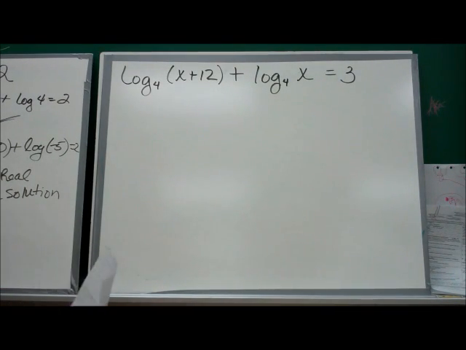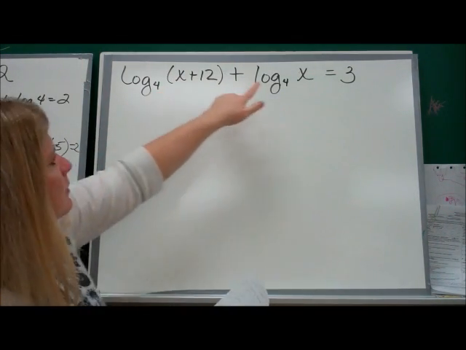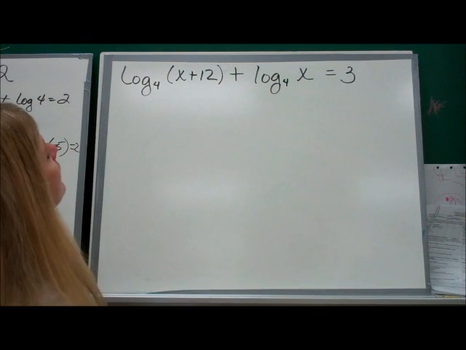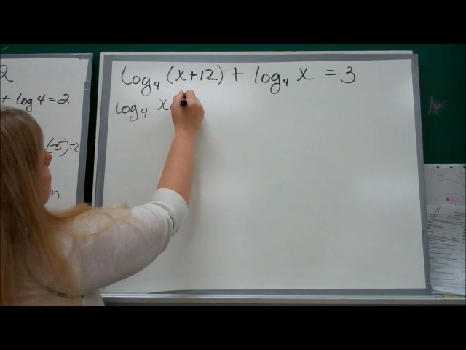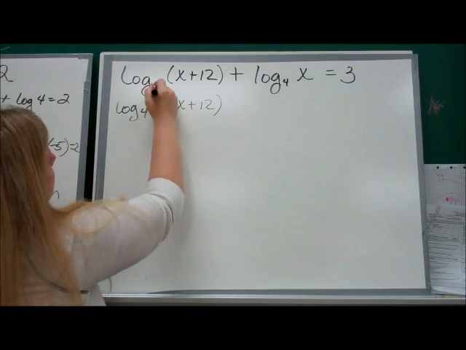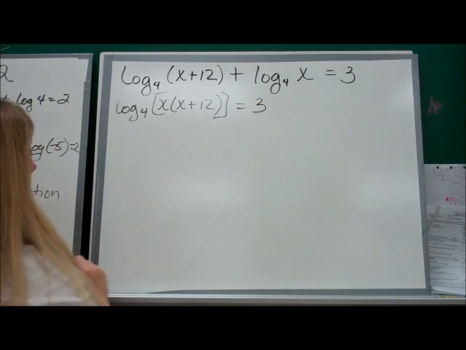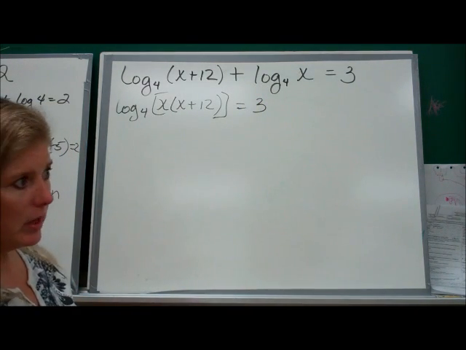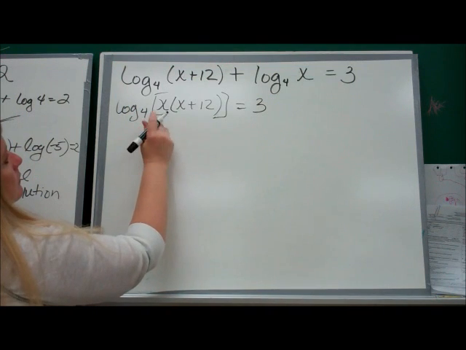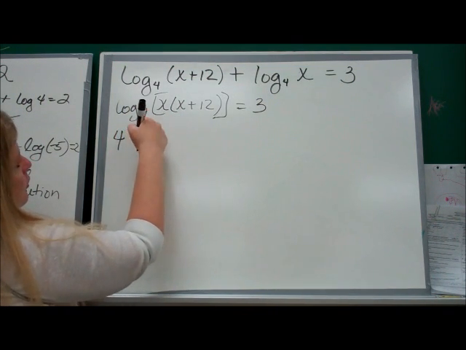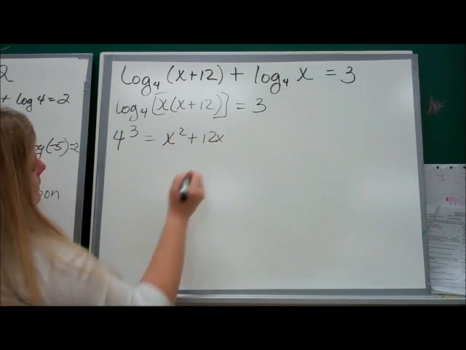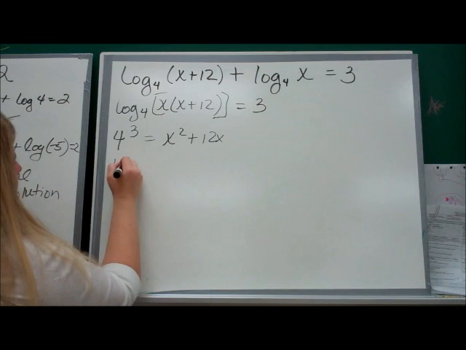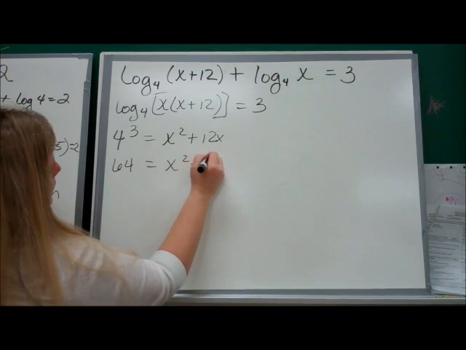Next one. Here's another one where we've got to condense it. This time it's base 4. Pay attention to that. Okay, so log base 4 of x times x plus 12 equals 3. Okay, convert to exponential form and distribute. 4 to the third power equals x squared plus 12x. 64 equals x squared plus 12x.